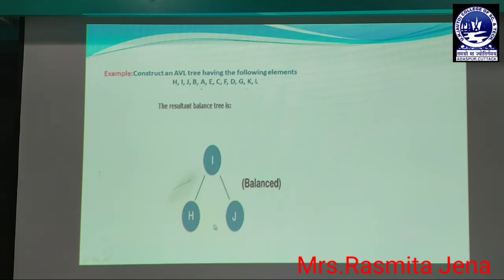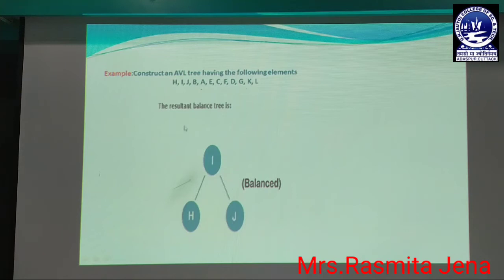Let's calculate the balance factor for all the nodes. These two nodes, H and J, have balance factor 0 because there is no node in the left subtree as well as in the right subtree. The balance factor for node I is also 0 because the height of the left subtree is 1 and the height of the right subtree is 1, so 1 - 1 is 0. All nodes have balance factor 0, so we can say the tree is balanced.